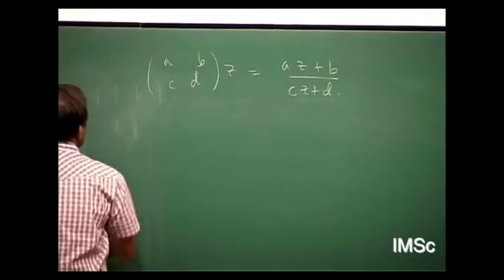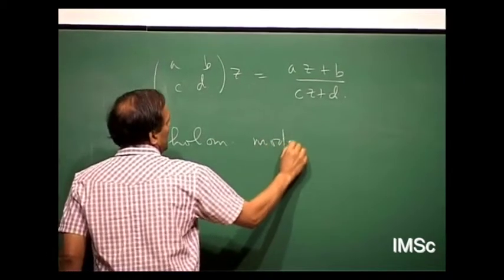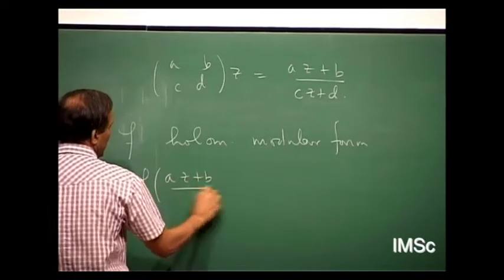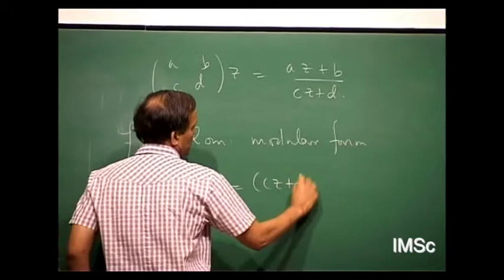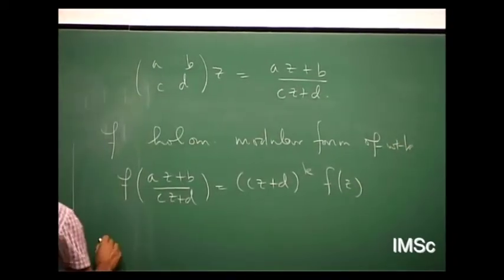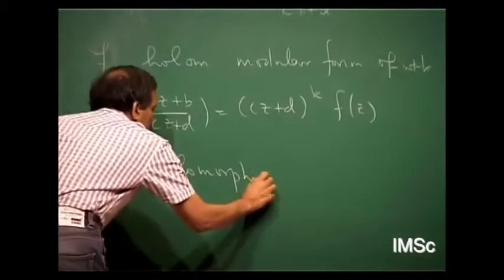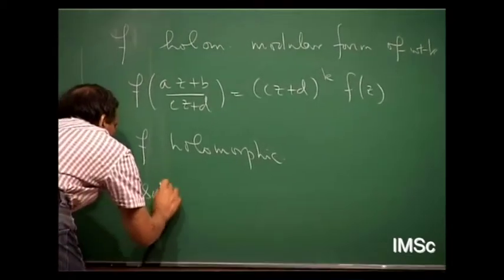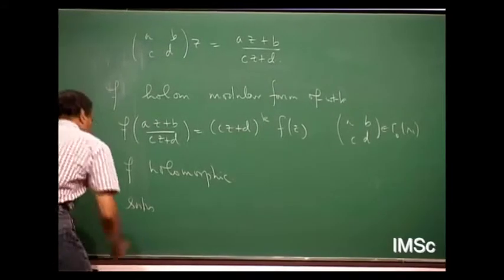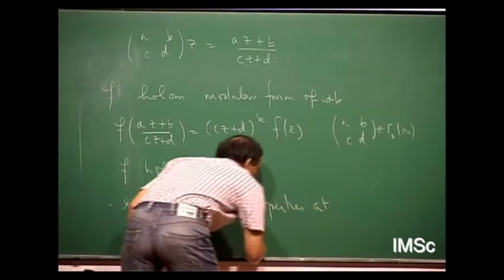We say f is a holomorphic modular form. It is modular in the sense that f of (az plus b) by (cz plus d) equals (cz plus d) to the power k times f(z), of weight k, for (a b; c d) in Gamma_0(N). It's a holomorphic function, and it satisfies some growth properties at the cusps. Sorry, these are all very standard material.